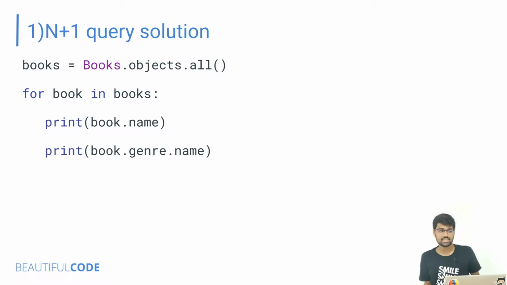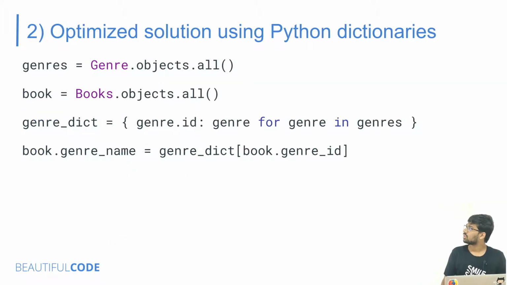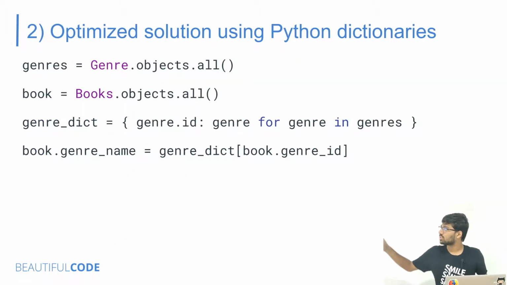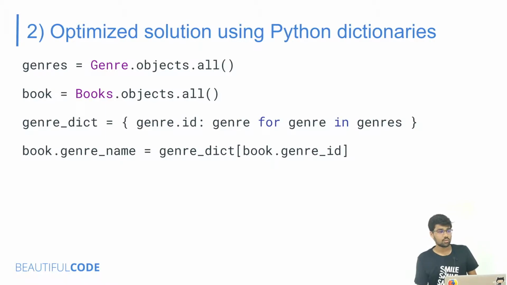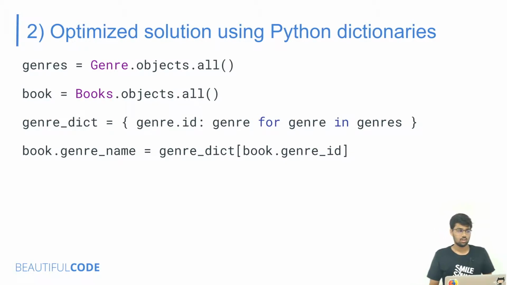One way of optimizing it is to get all the genres and all the books using two queries, and map them using a dictionary. You can get all the genres and create a dictionary of ID to object, and from the genre ID in the books model you can get the genre and set an attribute on the book object. This requires two queries, but from an SQL perspective, we would prefer a join. We'll join the genre table with the books table and print it.